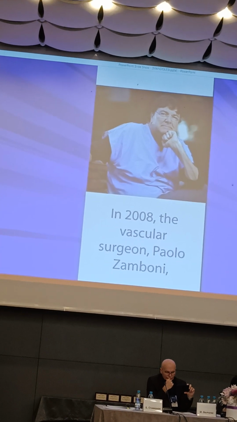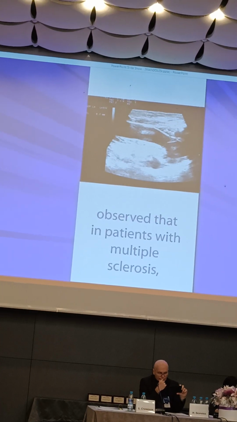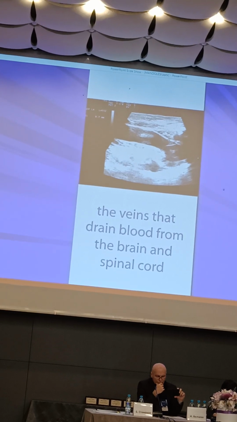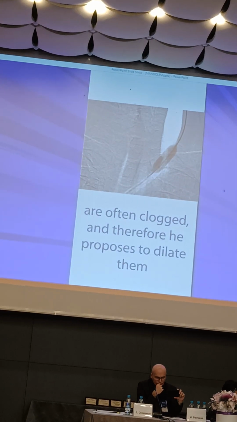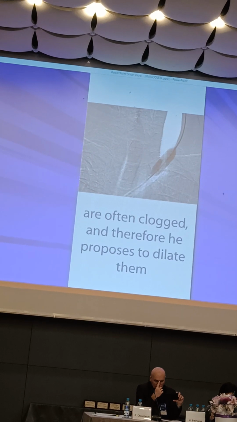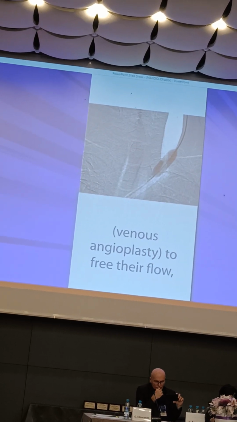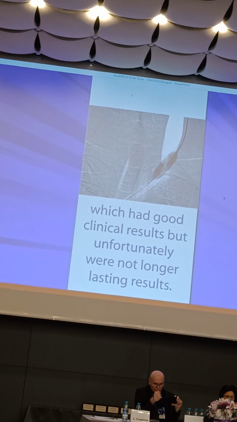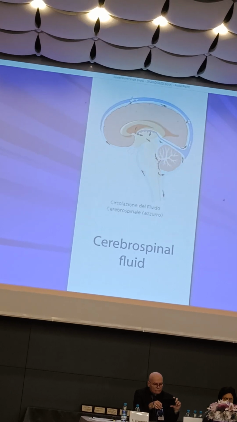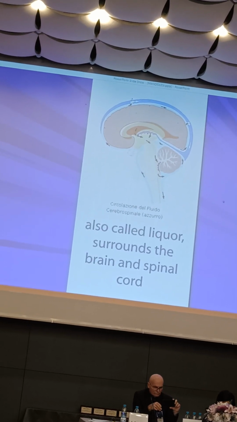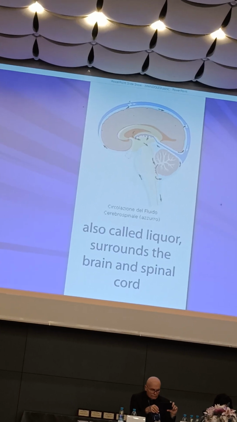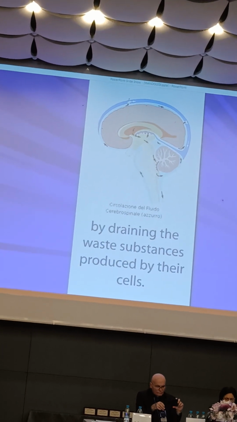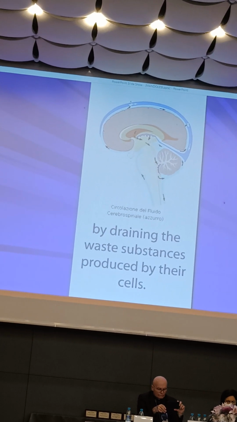In 2008, the vascular surgeon Paolo Zamboni observed that in patients with multiple sclerosis, the veins that drain blood from the brain and spinal cord are often clogged, and therefore he proposed dilating them with venous angioplasty to free their flow, which had good clinical results, but unfortunately the results were no longer lasting. The cerebrospinal fluid, also called CSF, surrounds the brain and spinal cord, protects them from traumas, nourishes them, and enables their proper functioning by draining the waste substances produced by their cells.